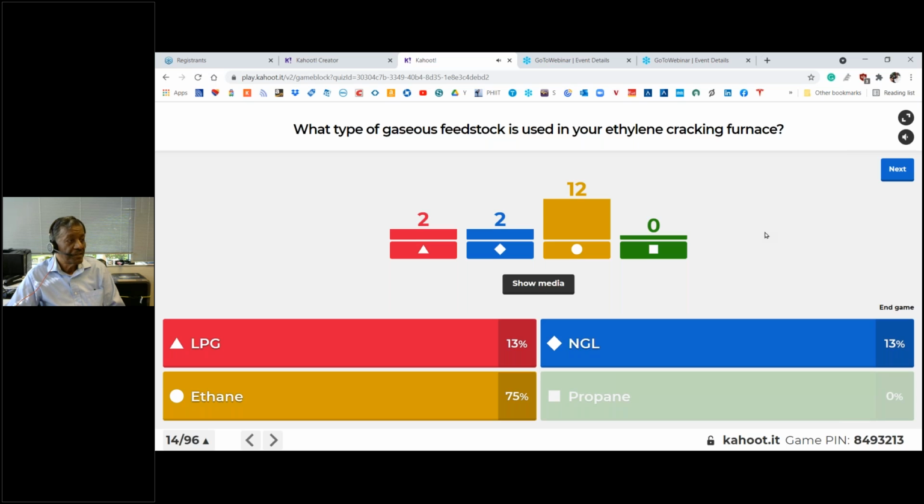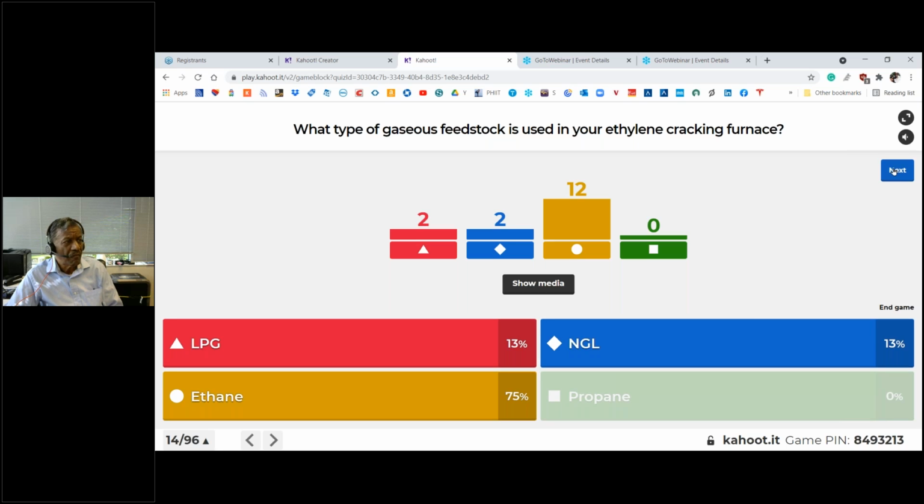Well, most of us are using ethane, and you will see because in the US it is available in plenty, especially because of the shale gas revolution. And there are some people who are using LPG and NGL. Well, thanks for the response.